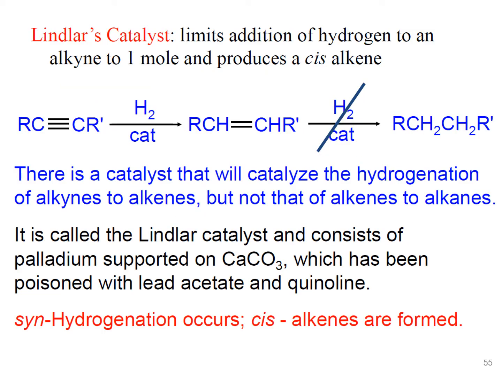And now there is a special catalyst known as Lindlar's catalyst that limits the addition of hydrogen to an alkyne to 1 mole and produces a cis alkene. So what this catalyst does is that it catalyzes the hydrogenation of alkynes to alkenes, but stops the reaction there. So it does not go further, and it will not catalyze the reaction from alkenes to alkanes.